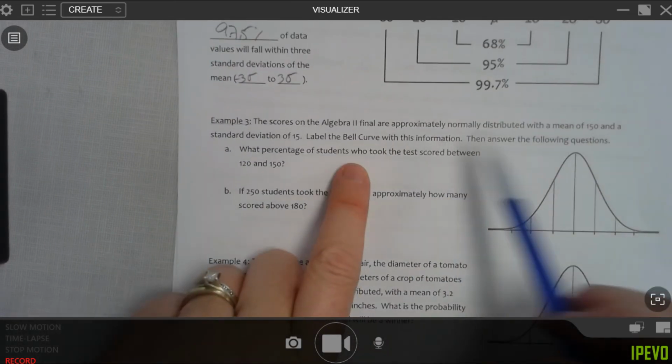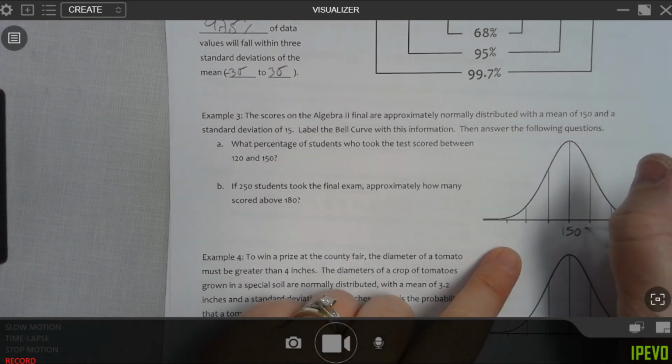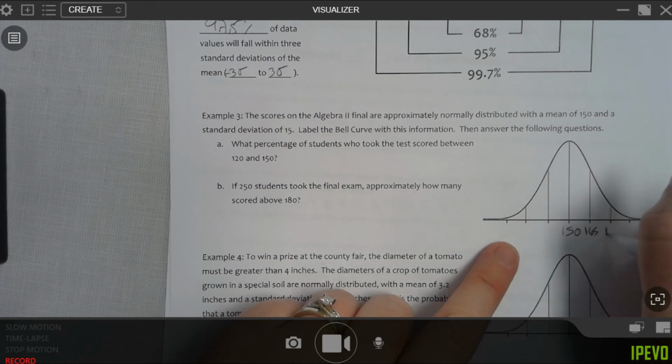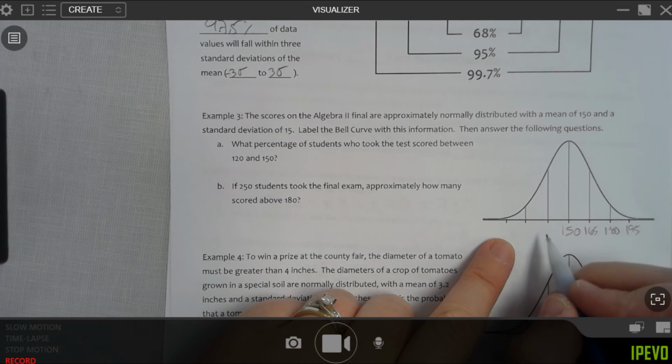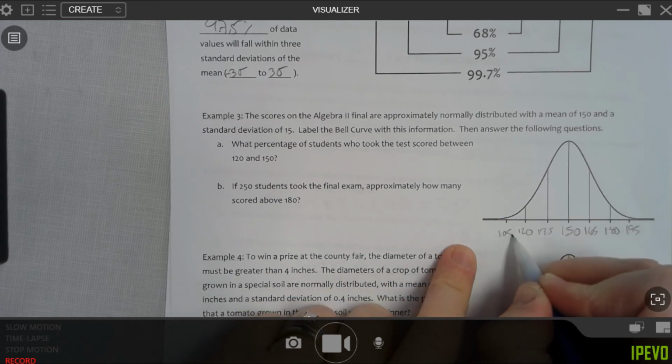So first, if I want to do this down here, so we have Algebra 2 scores on the final. They're normally distributed. So our mean's 150, so that goes in the middle. Standard deviation of 15. So to get my next numbers, I'm going to add 15 each time over here. And I'm going to subtract 15 each time over here. So those are our numbers.